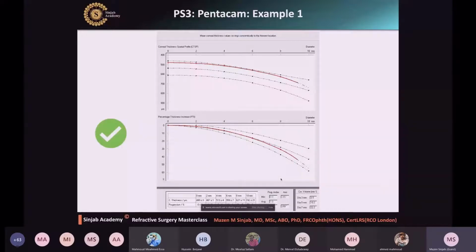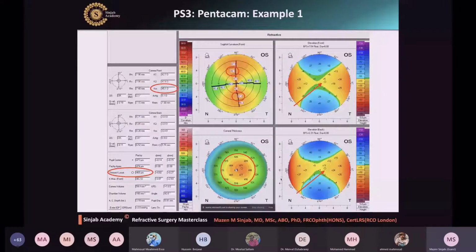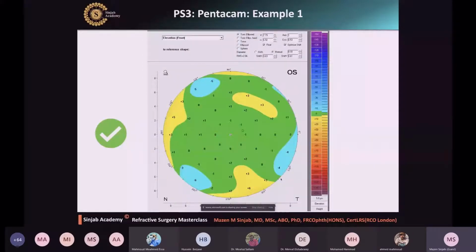This is the left eye. We do the same. KM, inferior superior asymmetry, elevation maps if we are using the best fit sphere, and the pattern of the thickness map, it is concentric. And then we look at the thinnest location. It is 469. So it is a warning sign. Then this is the elevation map using the toric ellipsoid. It is fine for the anterior. It is fine for the posterior.